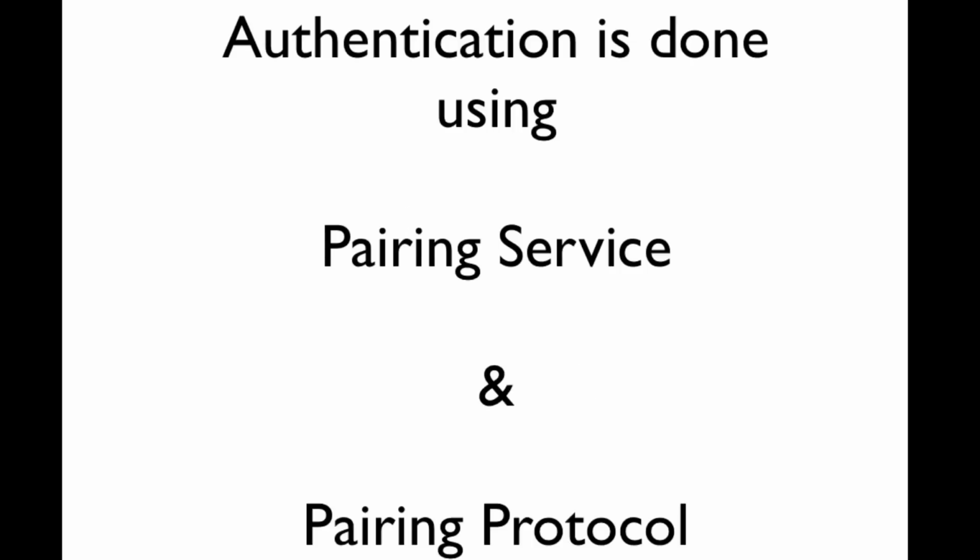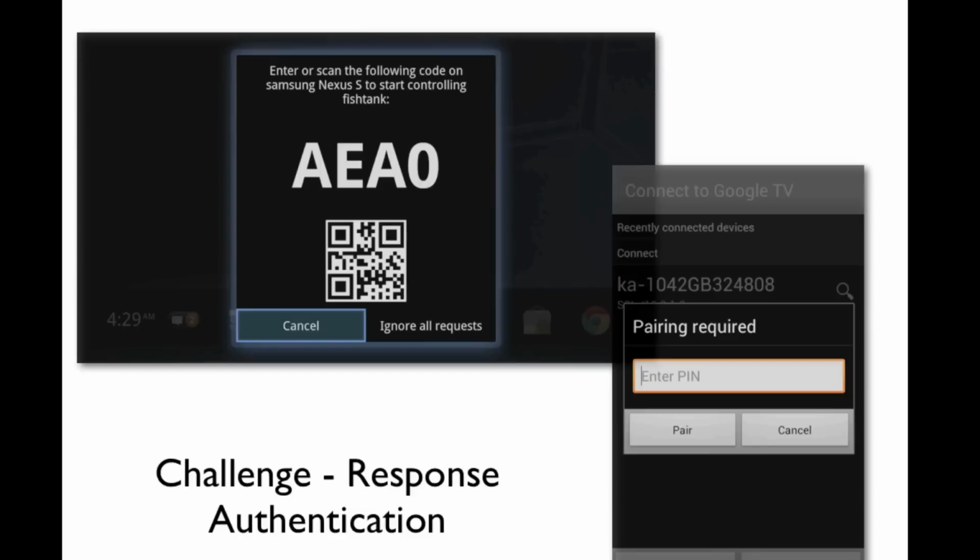Once the user selects a device, the next step is to authenticate to that Google TV device. Authentication is done using the pairing service and the pairing protocol. The pairing service uses a challenge response authentication, that is, it displays a secret code. The user enters this code in your app, your app sends back this code to Google TV, the pairing service verifies this code, and if everything looks okay, it sends back security certificates to your app. Now your app can use these certificates to communicate with the Anymote service running on Google TV.